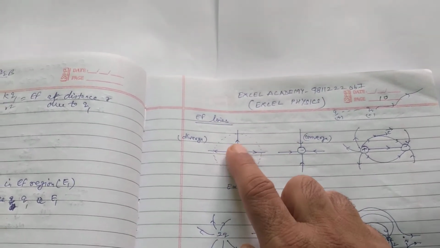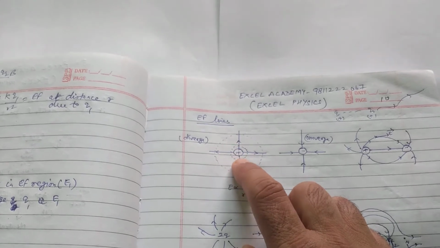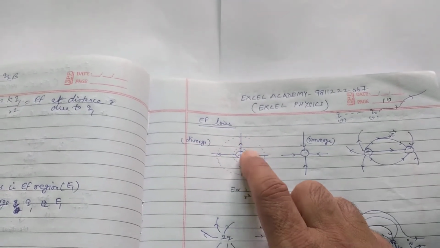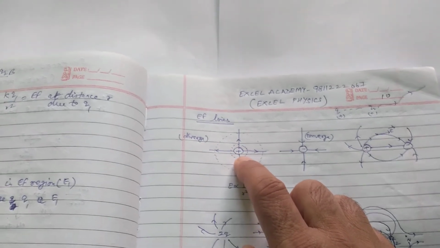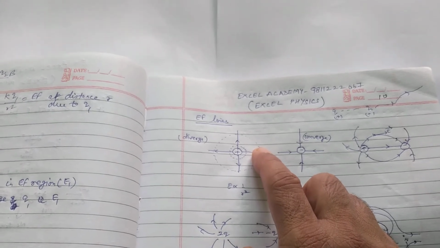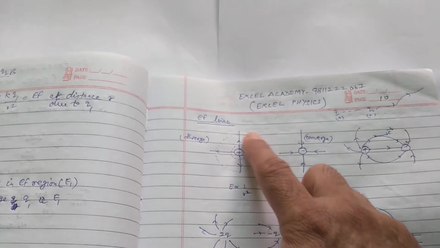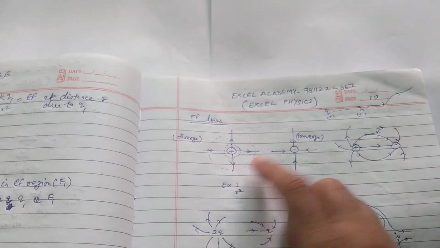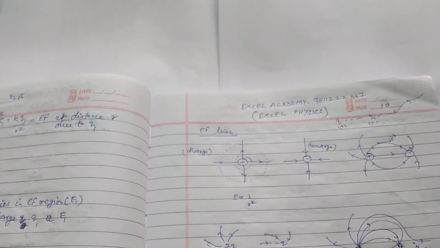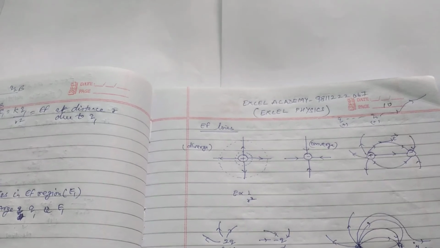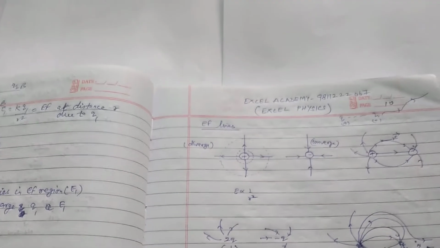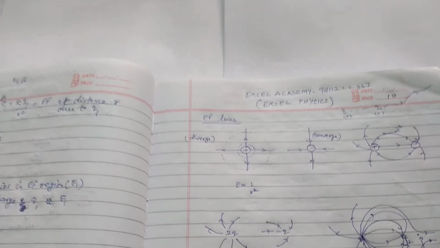You can see that the electric field lines are closely spaced here. So therefore the strength of the electric field is large. And here they are widely spaced. Therefore the strength of the electric field is less. So this is another property, that the relative density of electric field lines tells about the magnitude of the electric field.